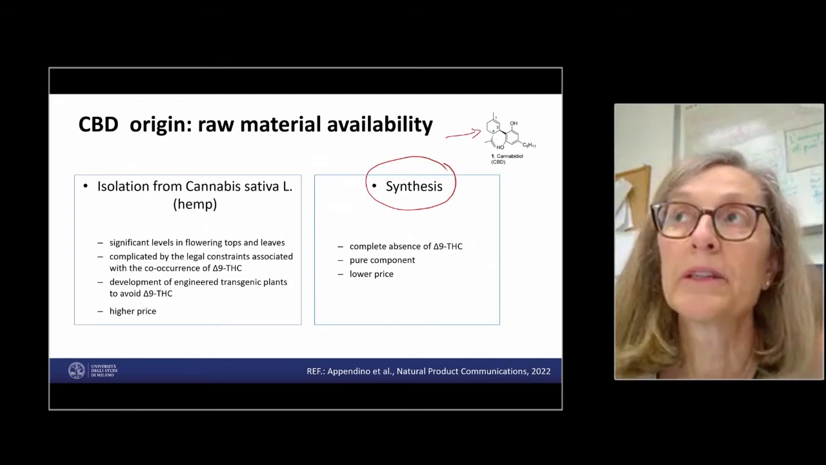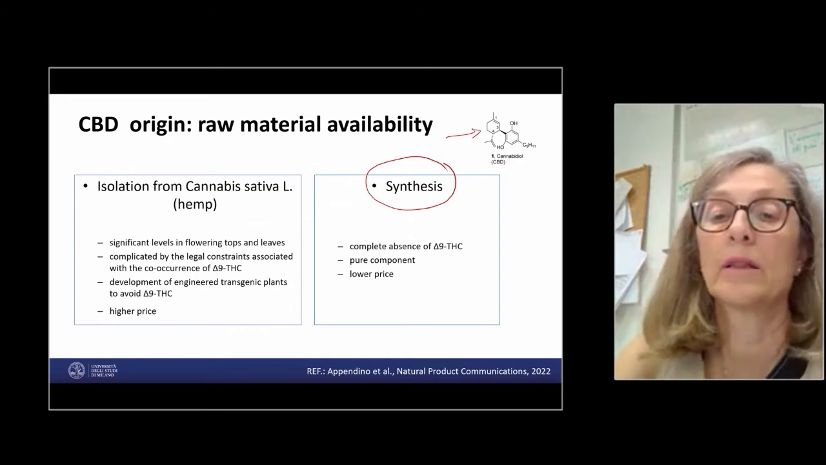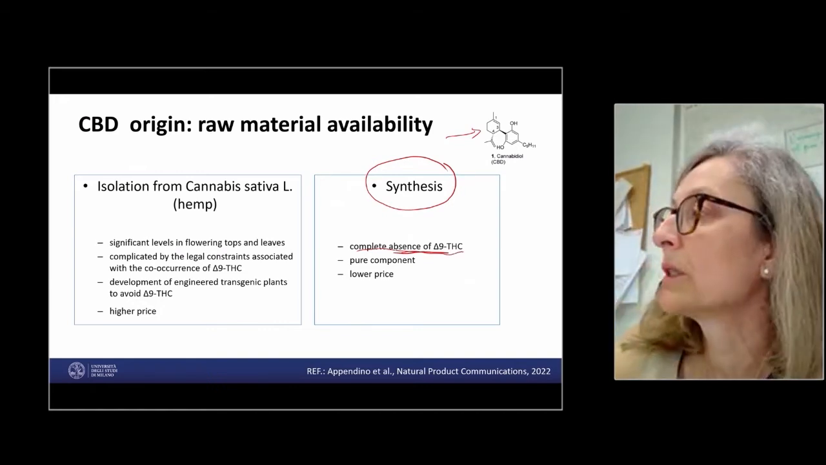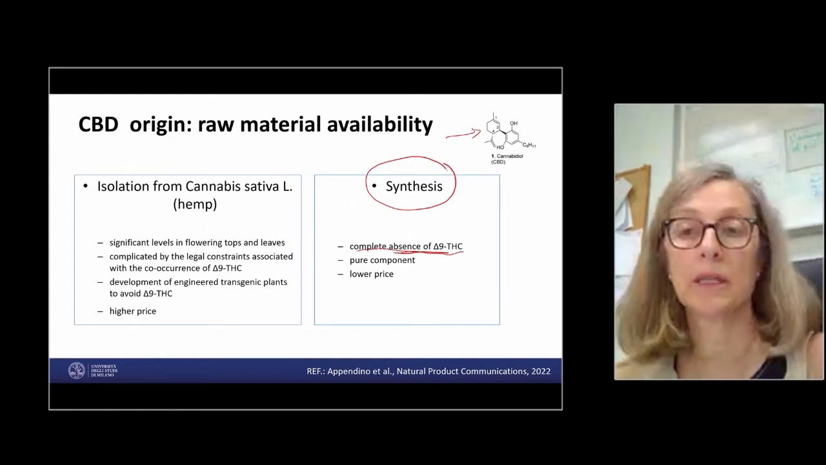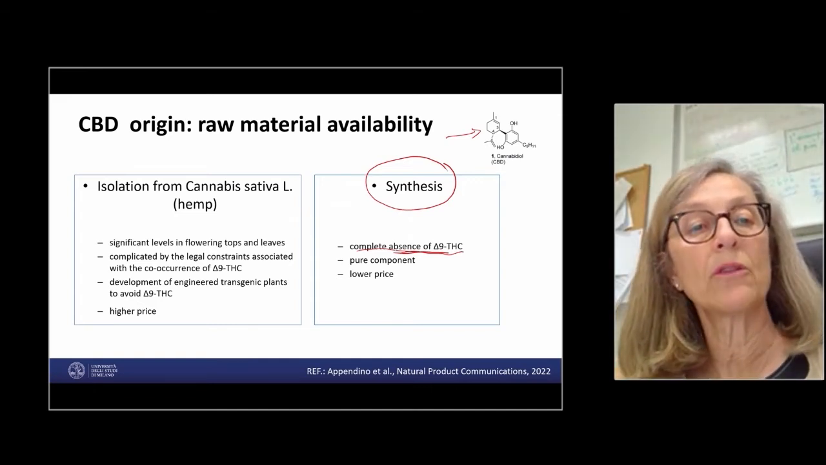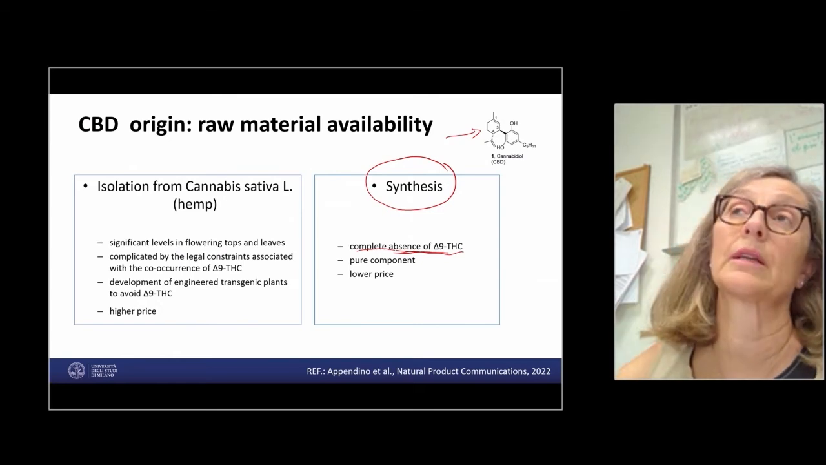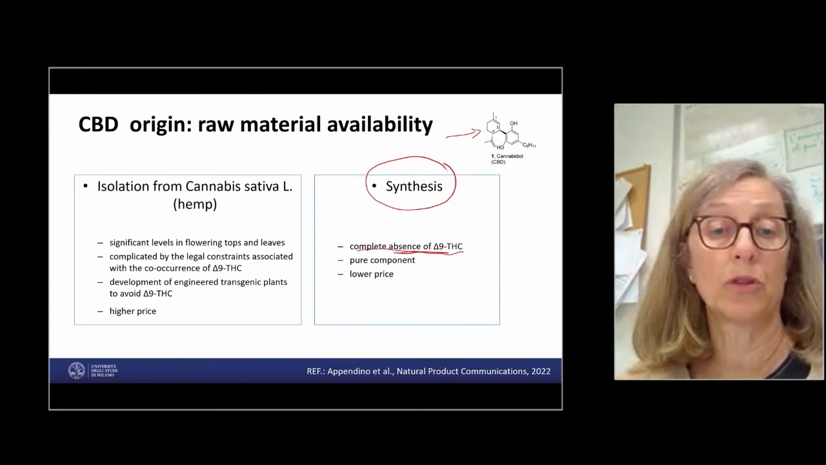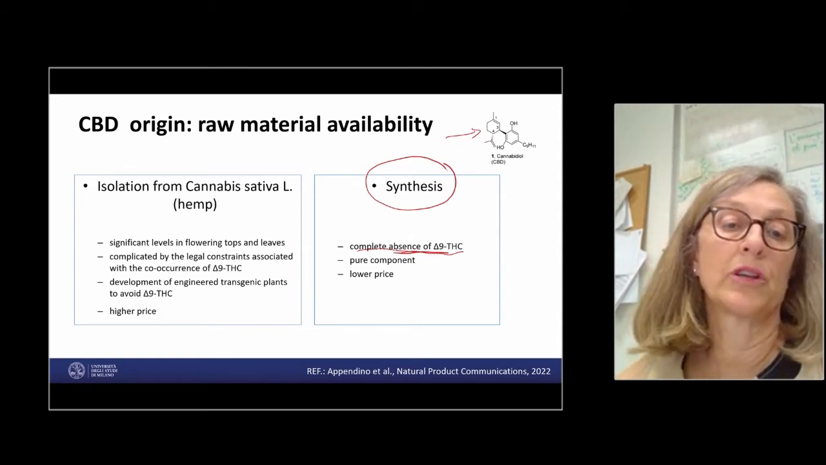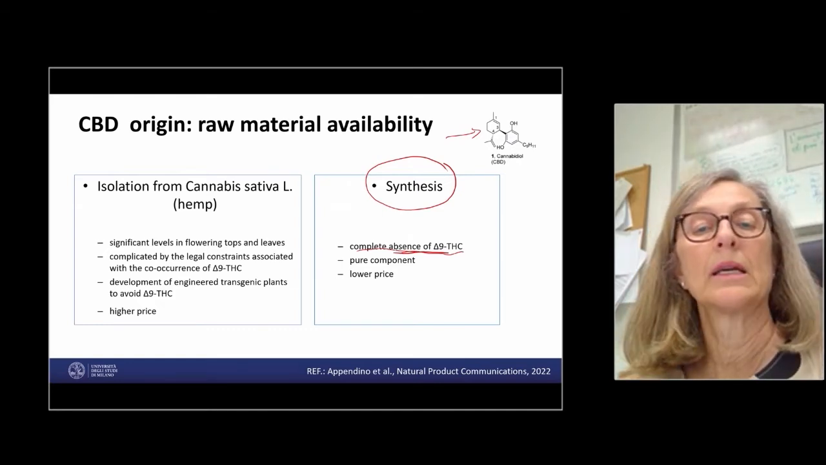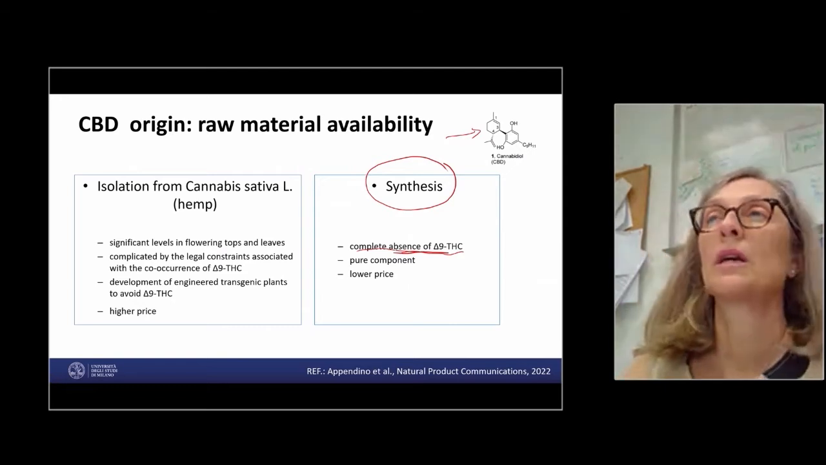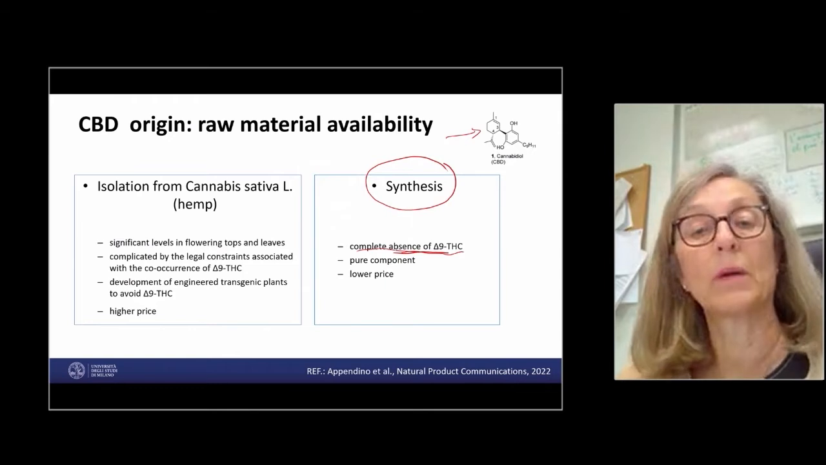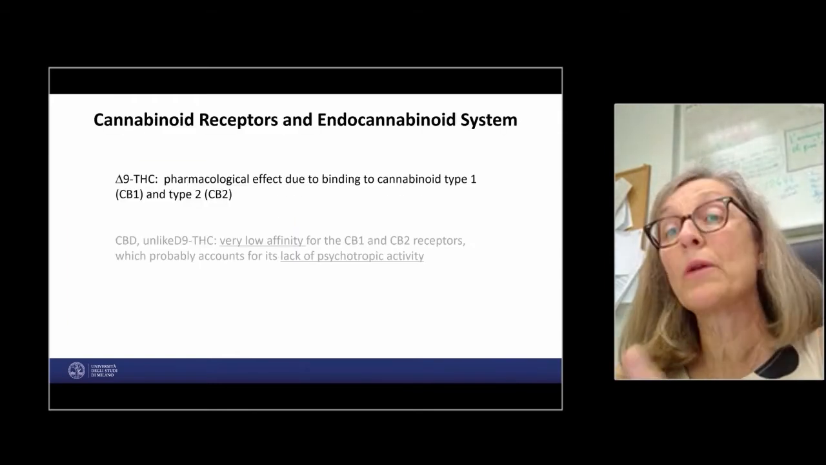and if it is well prepared, if there is no degradation, we have the complete absence of THC. So that means that it's very important to have a very good industry that produces CBD by synthesis. In the case of isolation from cannabis, of course, there is a very high variability. It depends on which part of the cannabis you take, in which period you take the plant, and then we have, as I told you, engineered transgenic plants and so on. But in any case, CBD isolated from cannabis many times poses some problems because a small level of THC is normally present.